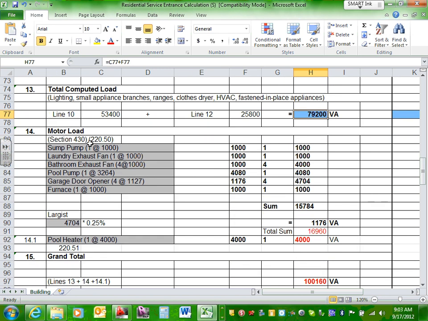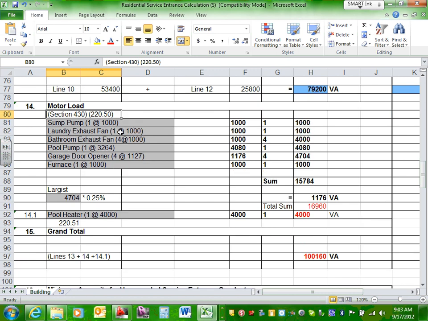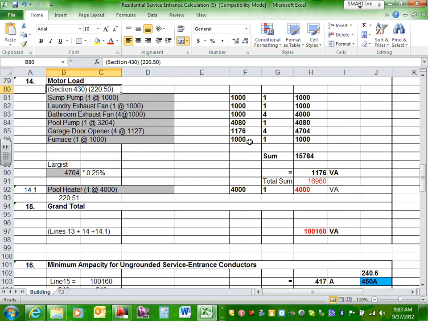Under motors, guys, I have 220.50. It tells you to use the nameplate for motors. I have sump pump, laundry, bathroom, pool pump, garage door opener, and furnace. I add them all up, and I add 25% on the fattest, fluffiest motor. Can you guys see that? The fattest, fluffiest motor. This is where I use max.